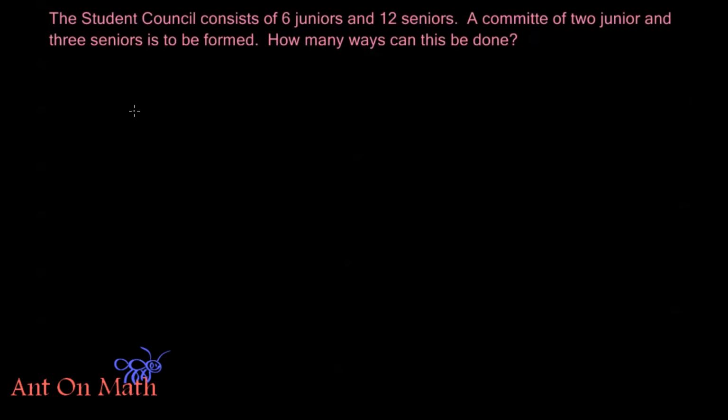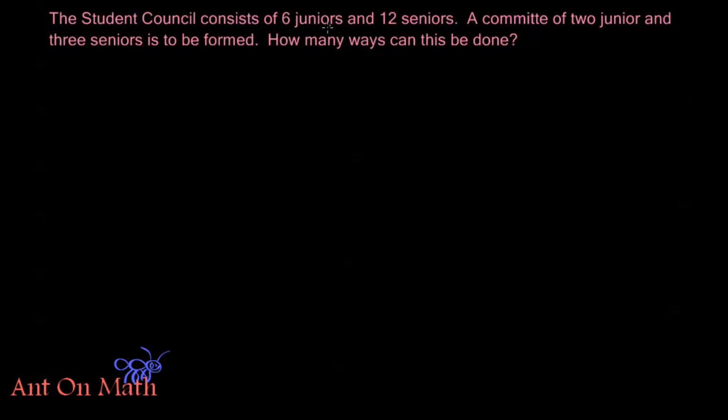So the student council consists of 6 juniors and 12 seniors. A committee of 2 juniors and 3 seniors is to be formed. How many ways can this be done? Now we're going to be incorporating the multiplication principle in here. So first we want to look at how many ways there are to choose the juniors.